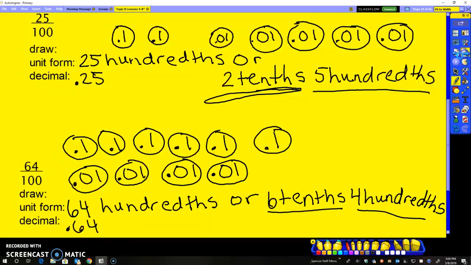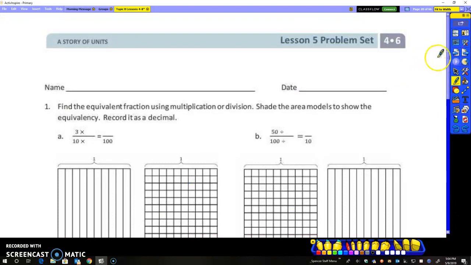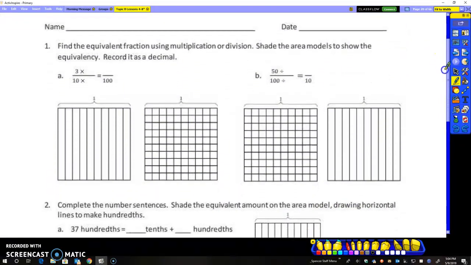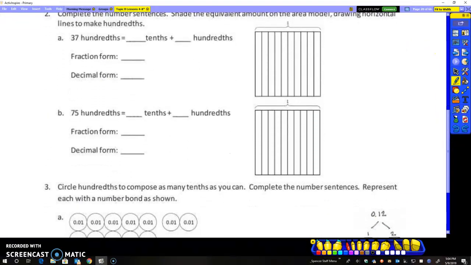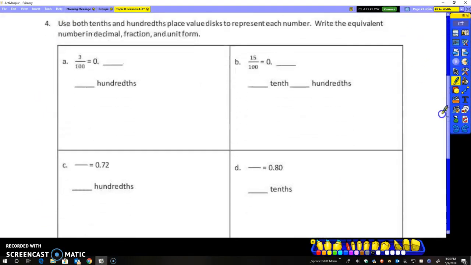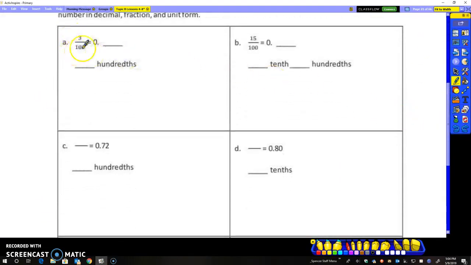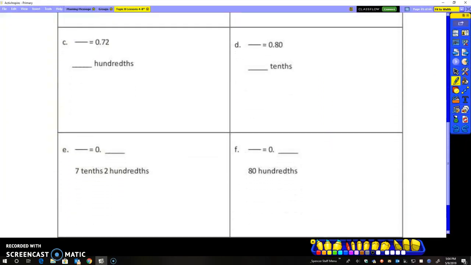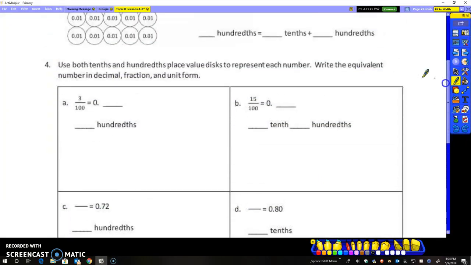Alright guys, so I think that does it. Yep, here's your problem set. So like I said, you're going to see some area models that you're going to have to fill in. You're going to be using some place value discs. On the back you are drawing just like I just did with you. You're given a fraction, you have to give the decimal, and then here's the unit form that you're doing, and you're making place value discs for those. Number 4 is really what your exit ticket looks like. So I would really pay attention to that question.